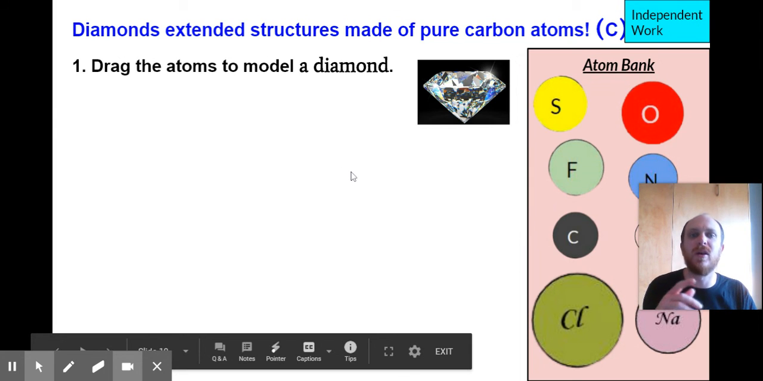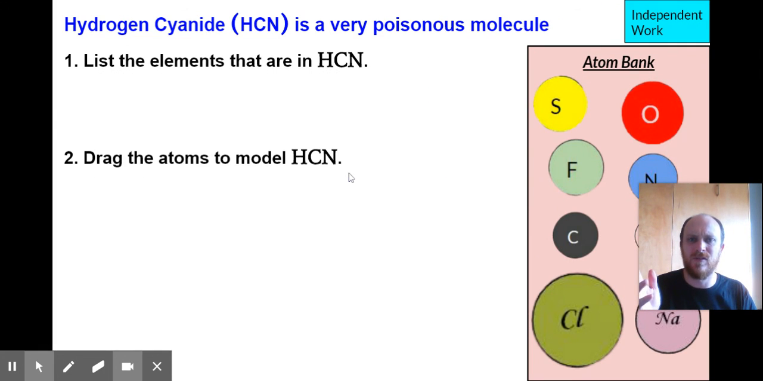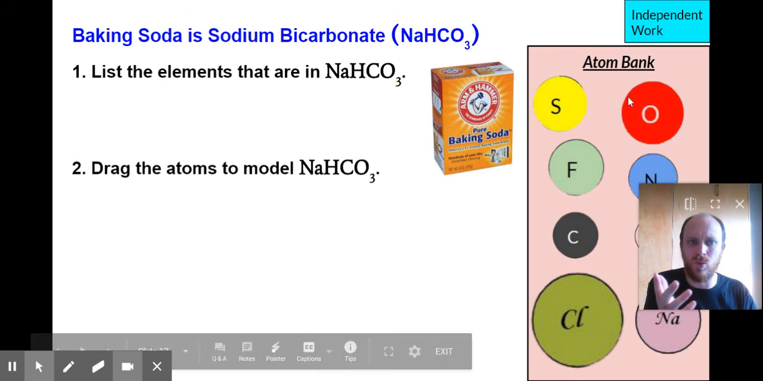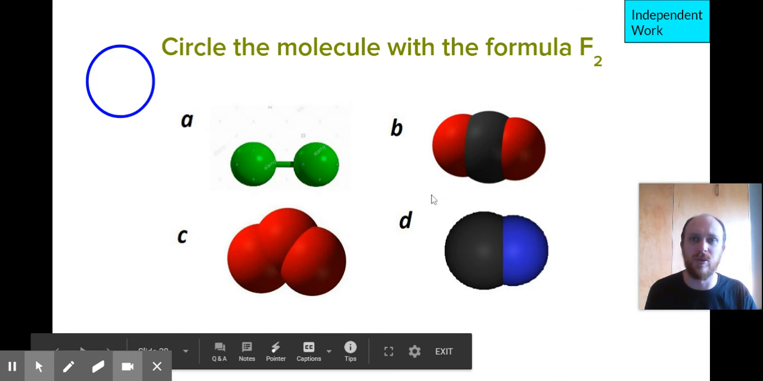Model them over here. By the way, for any of these, if you need 3 of something and I'm only giving you 1 of each, copy and paste. That's how I expected you to do that.